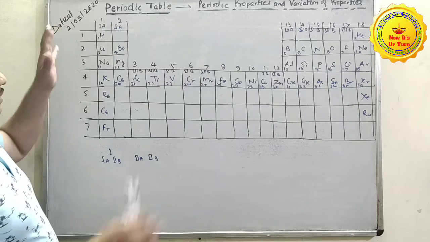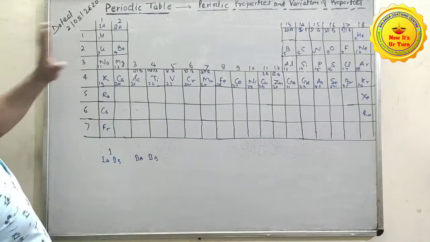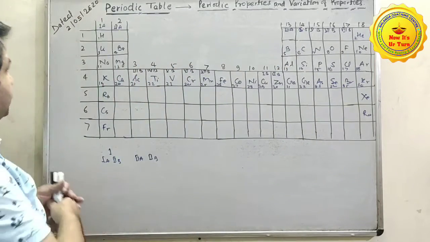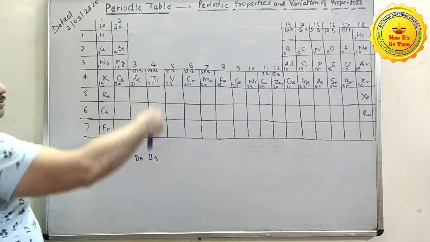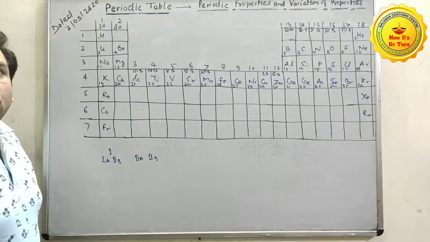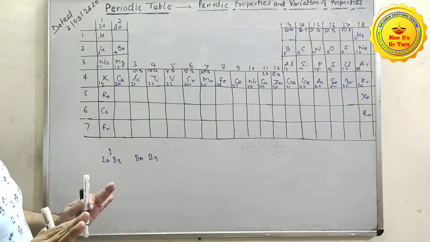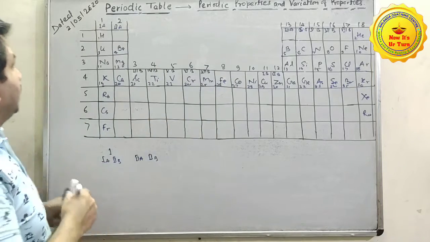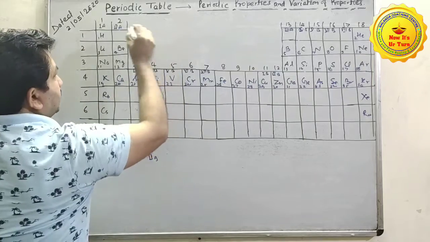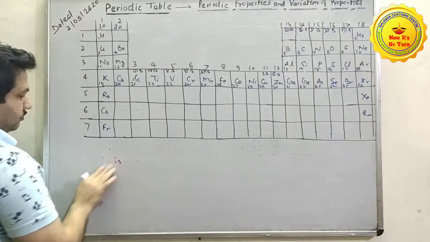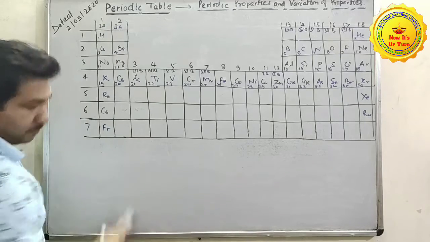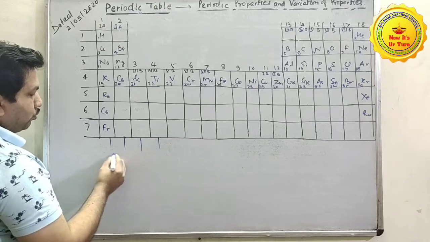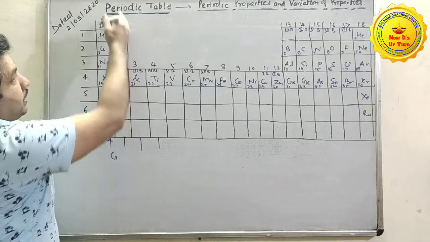Here, the structure of the periodic table. There are 18 groups in this. Clear? There are 18 groups. Groups, these are vertical columns. These vertical columns are called groups. It means in modern periodic table, there are 18 vertical columns and these are called groups. Clear? Vertical columns are called group. Clear? These are groups.